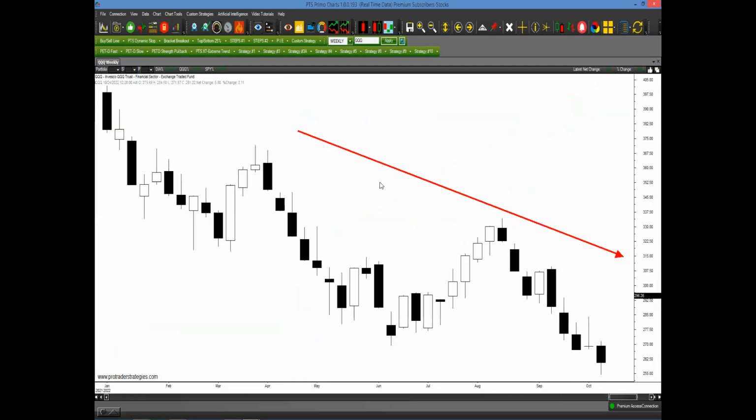Here's a weekly chart of the QQQs going all the way back to January of 2021. Sure, it was going down. The market last year pretty much went down, had a series of fits and starts, going up and then lower. How could we have taken advantage of it?